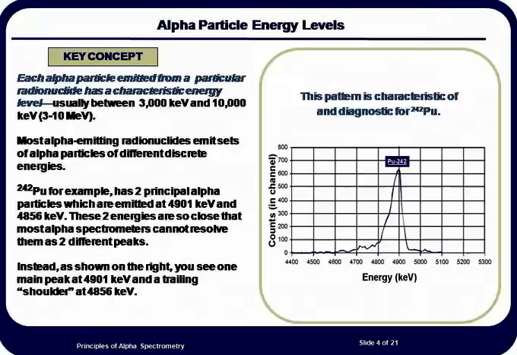Although we cannot determine from this plot the exact percentage of the time we observe each energy, the approximate ratio is 3:1. This means that if we had 100 atoms of plutonium-242 decaying, 75 would yield an alpha peak at 4901 keV, and 25 would yield an alpha peak at 4856 keV.